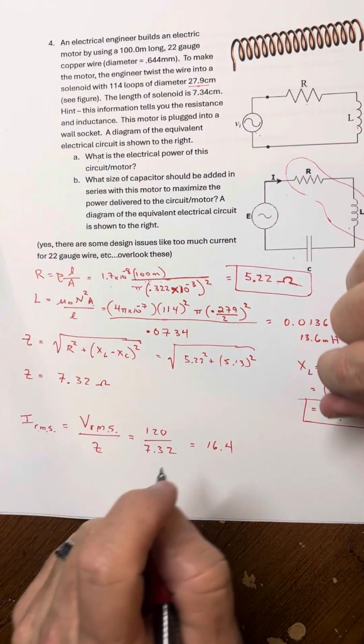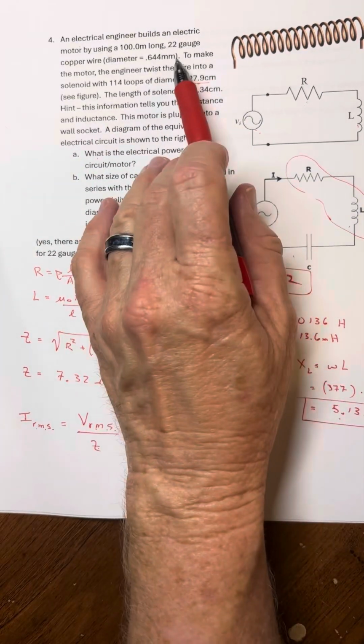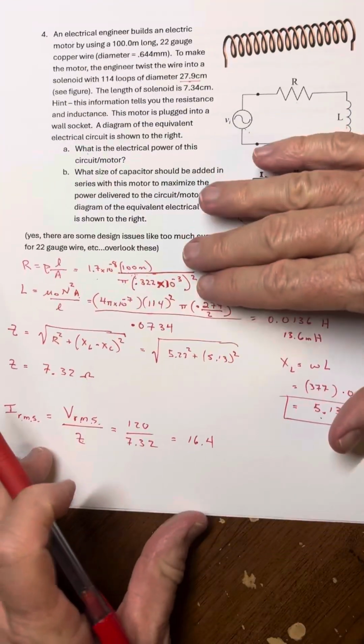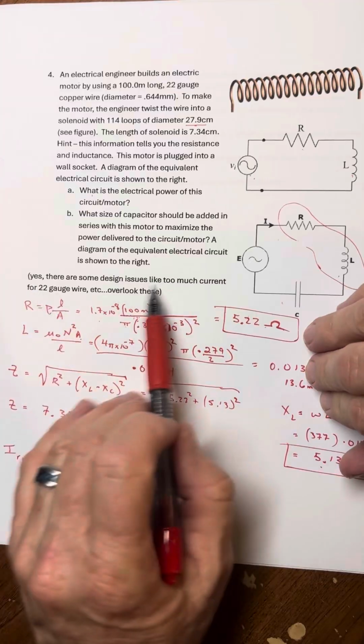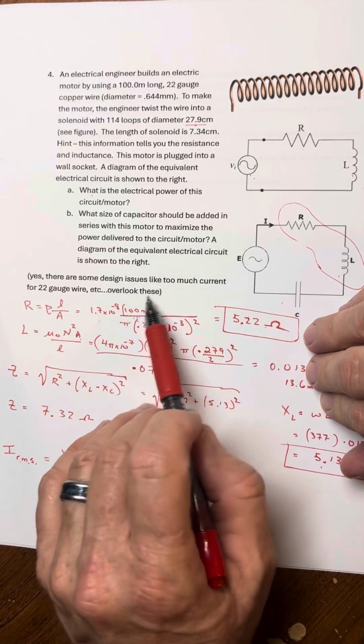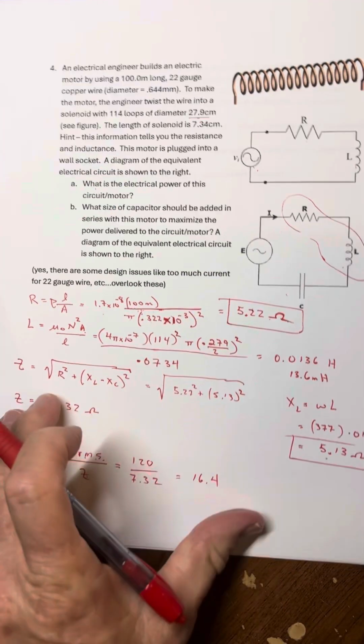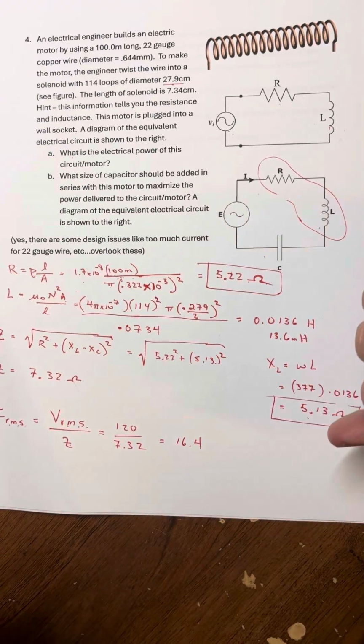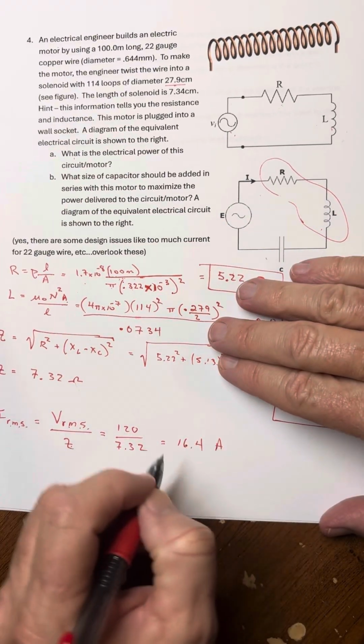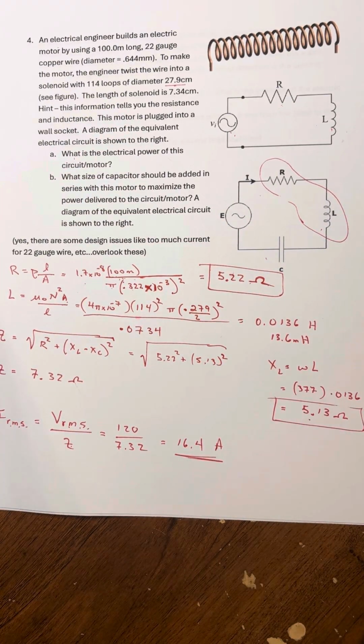Not an overwhelming amount of current, but overwhelming for such small wiring, definitely. Which I guess is, okay, there are some other issues too, but ignoring all these other issues, this is not a fully designed motor. But we're going to be operating at 16.4 amps.